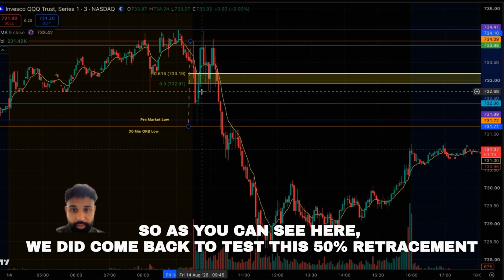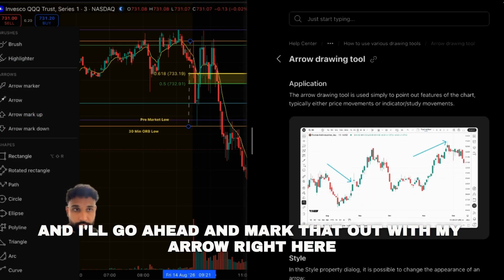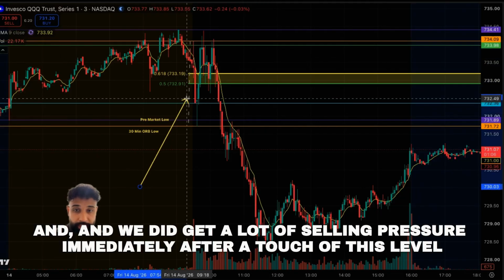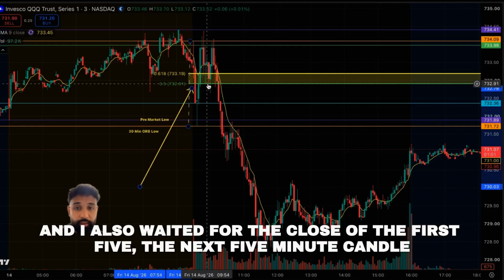So as you can see here, we did come back to test this 50% retracement, and I'll go ahead and mark that out with my arrow right here. And we did get a lot of selling pressure immediately after a touch of this level, and I also waited for the close of the next 5 minute candle.